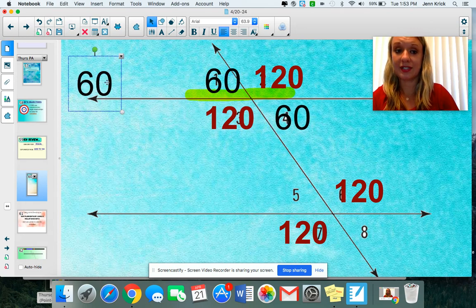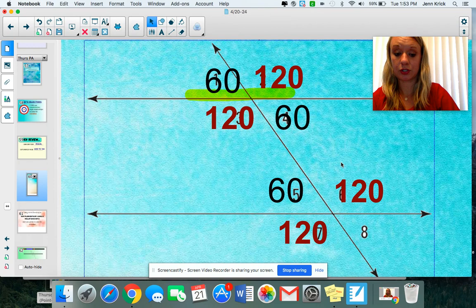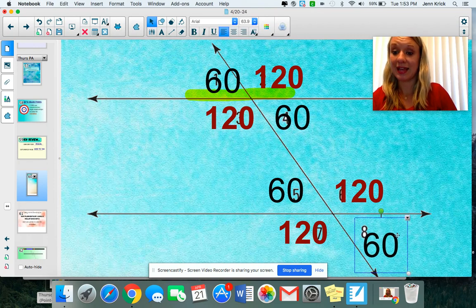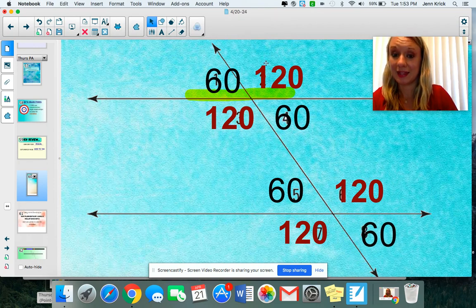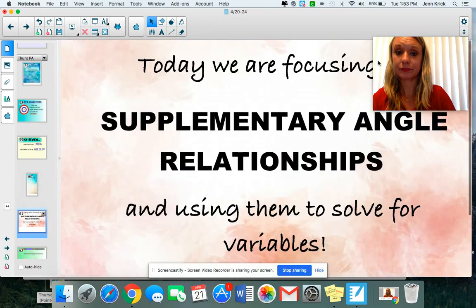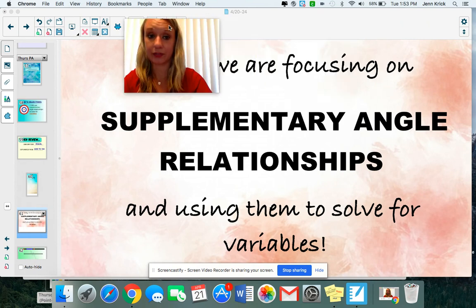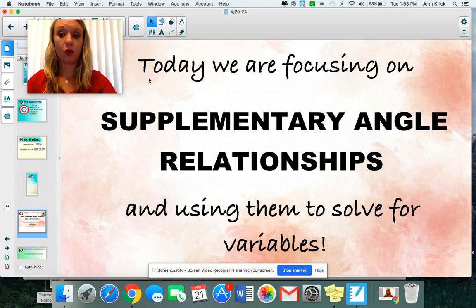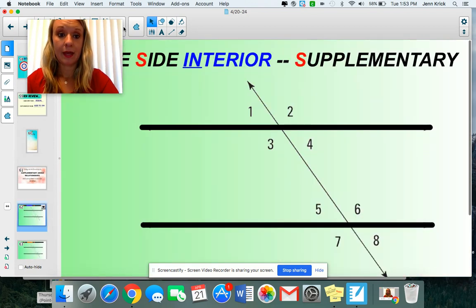Notice that you only have 2 angle measures throughout the entire diagram. That's how it'll always be. This top cluster is the exact same as the bottom cluster. Today, after that quick review, we are only focusing on supplementary angle relationships. Just supplementary. That's it. Let's keep it simple.